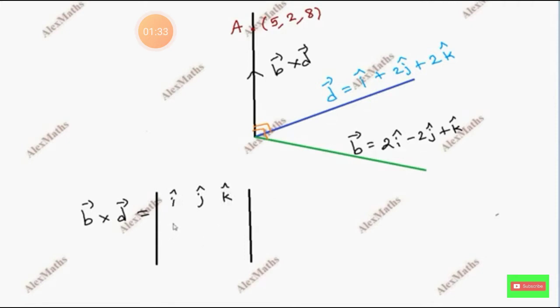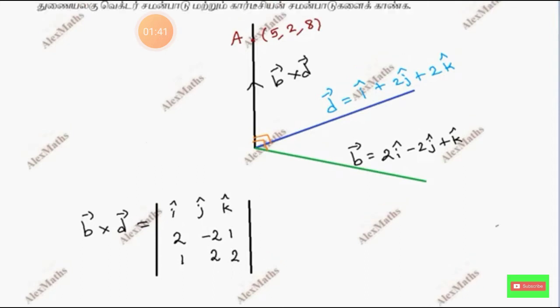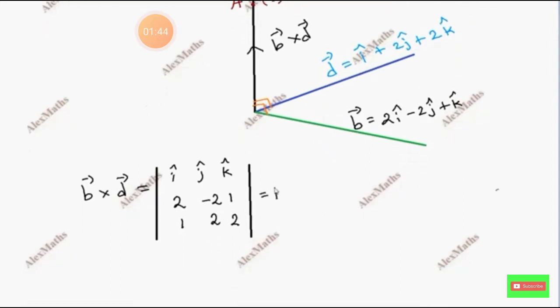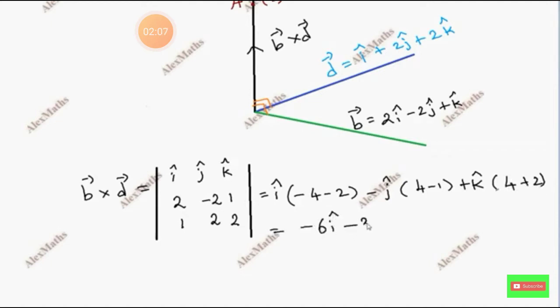Okay, what is your b vector value? 2, minus 2, plus 1. Next, what is the d vector value? 1, plus 2, plus 2. Okay, now we find the determinant of the matrix. i vector of minus 2 into plus 2 is minus 4, minus 2, plus minus j vector of 2 twos are 4 minus 2, 2 ones are 2, plus k vector of, okay, that is equal to minus 6i vector minus 3j vector plus 6k vector.